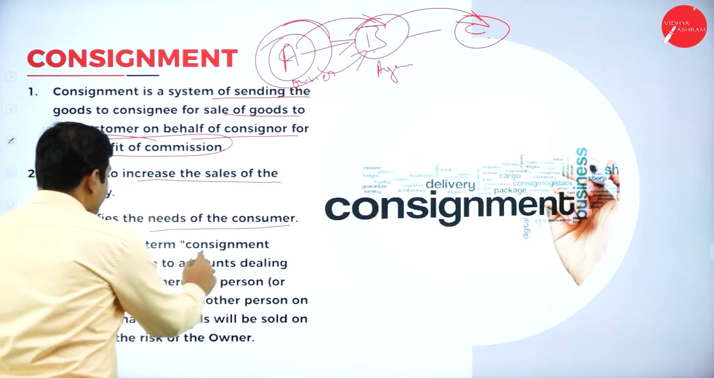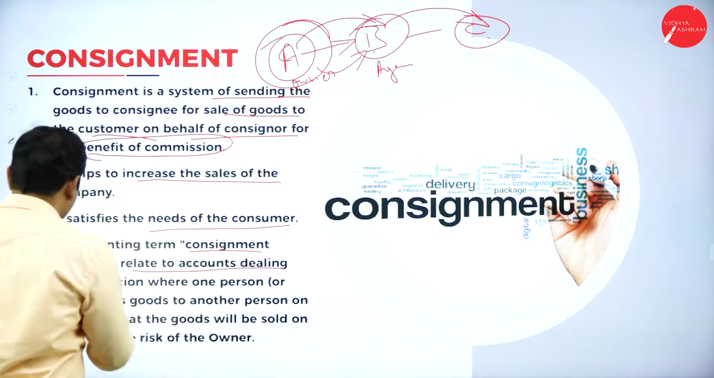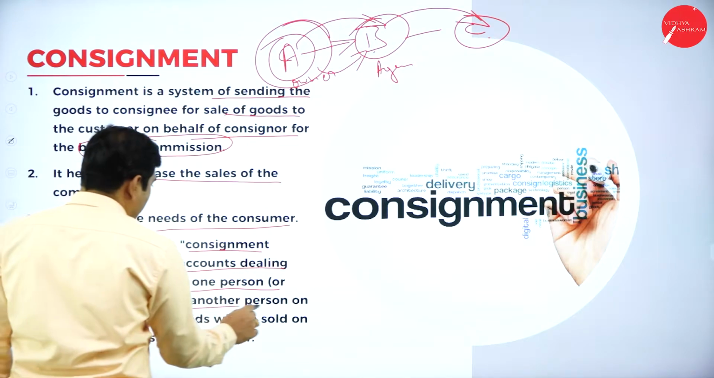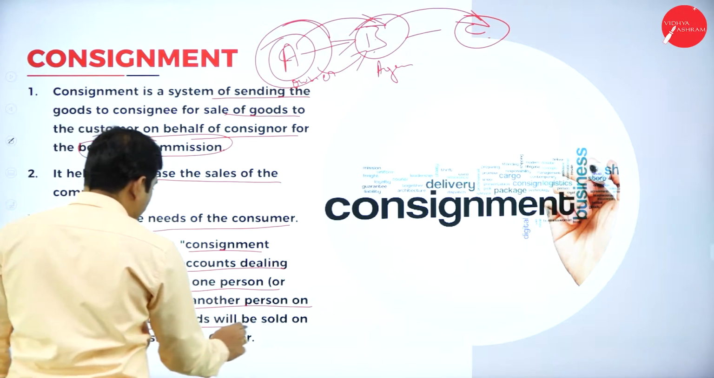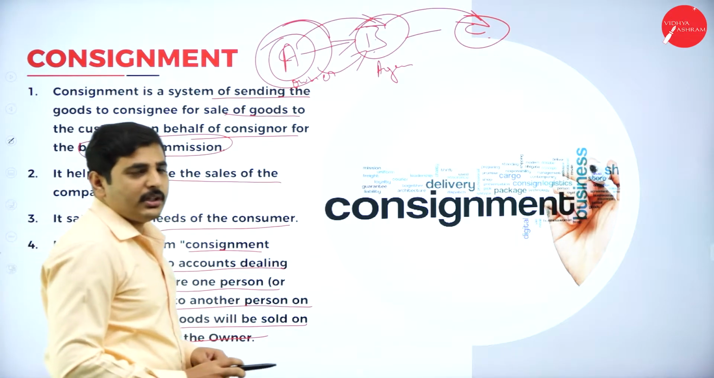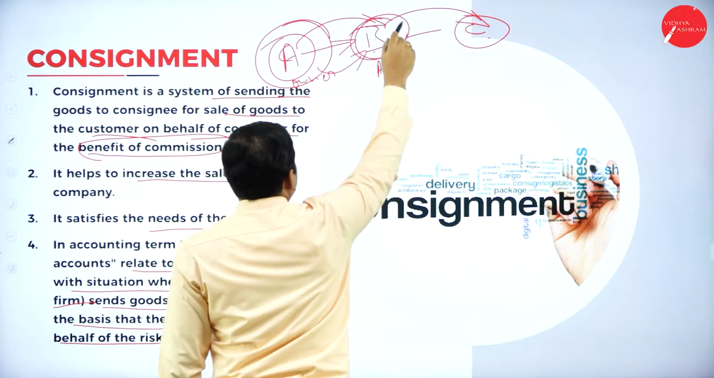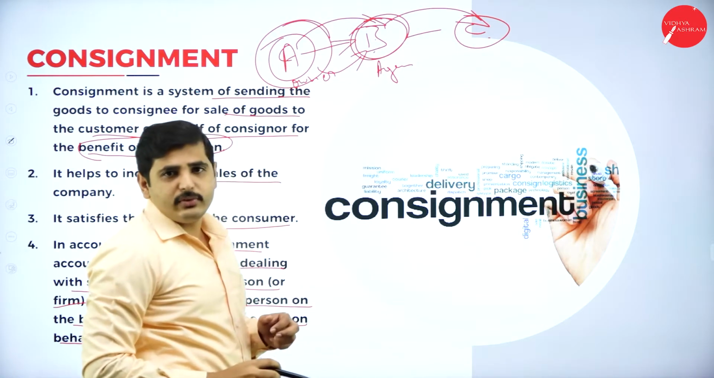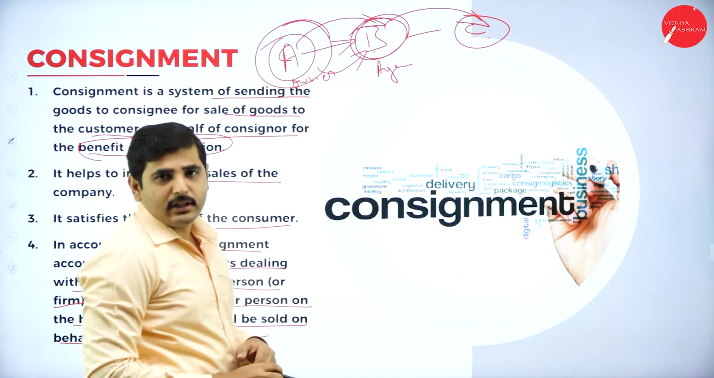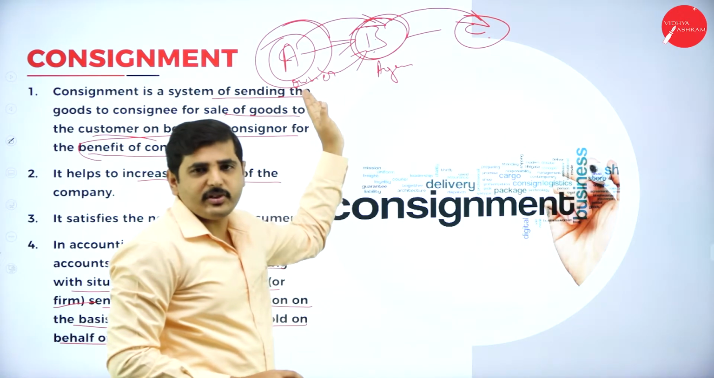In accounting terms, consignment accounts relate to the situation where one person or firm sends goods to another person on the basis that the goods will be sold at the risk of the owner. What is the risk of the owner? Any risk, for example during transit. B is an agent. He will have some goods in the warehouse. Whose goods are they? They are the goods of A, the owner. B is not the owner of the product. A is the owner of the product.